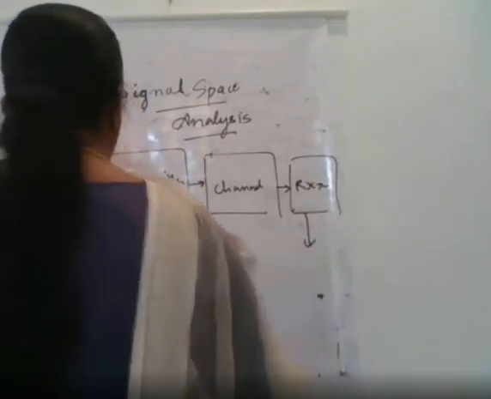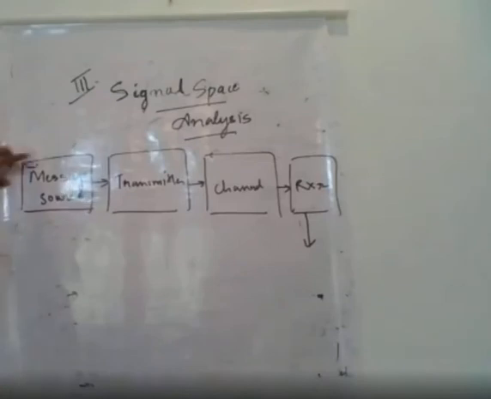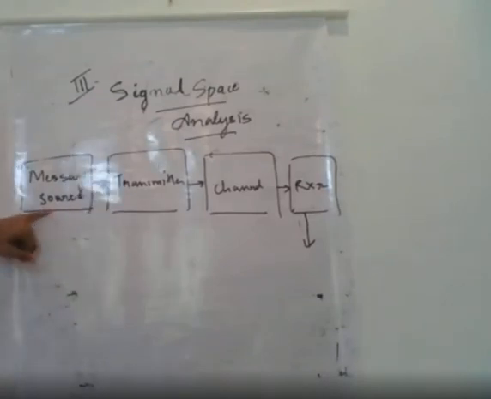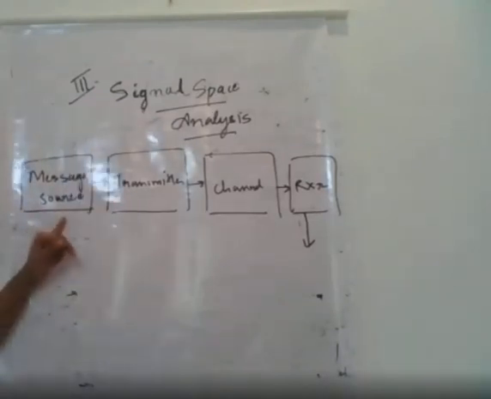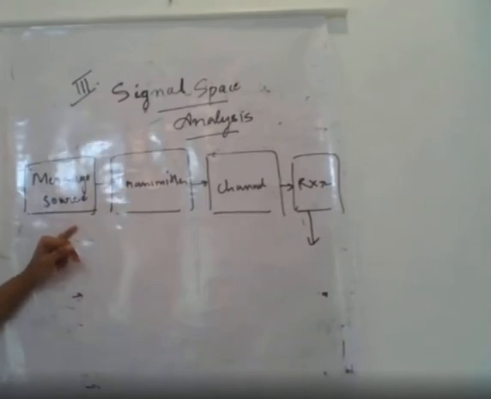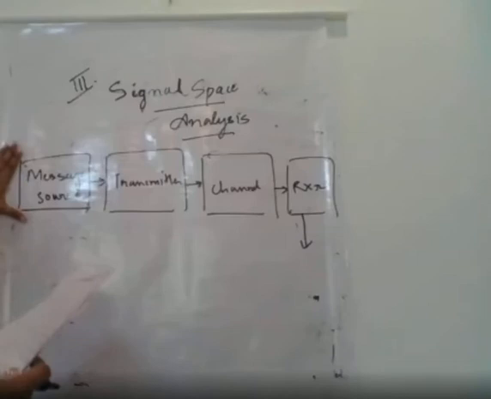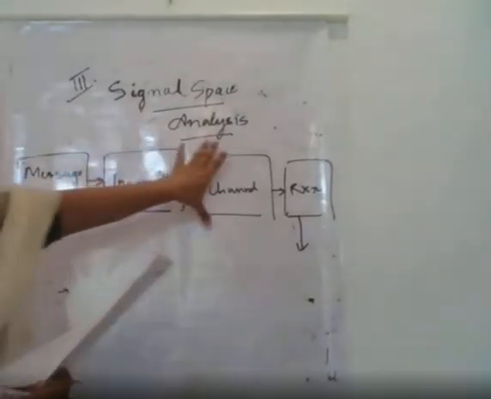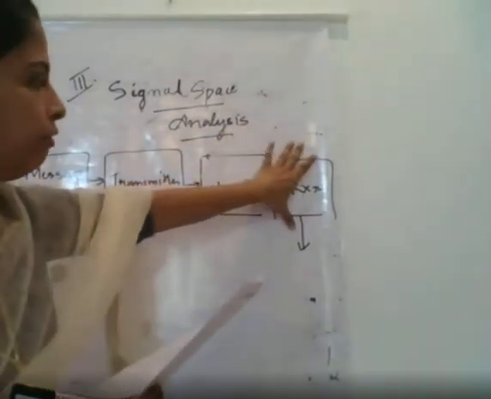Here we have a message signal, the message source. The first block is the message source. Is the board clear or no? Okay, so we have a message source followed by a transmitter, followed by a channel, and at the end we have a receiver.